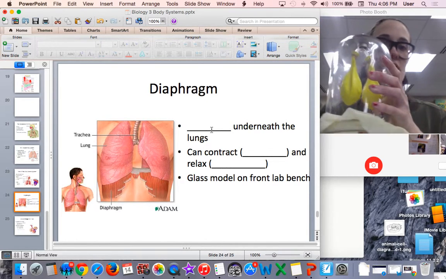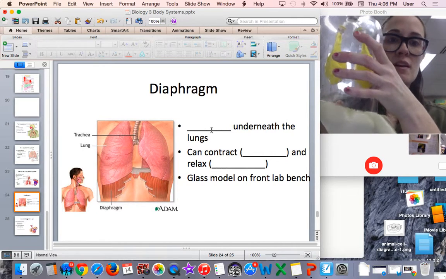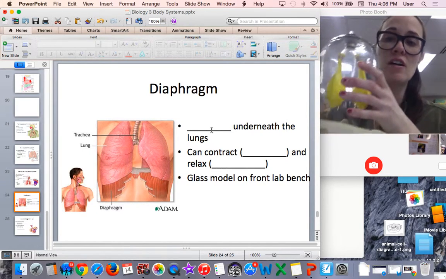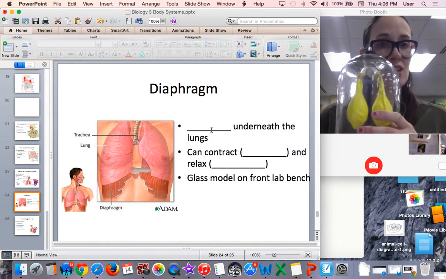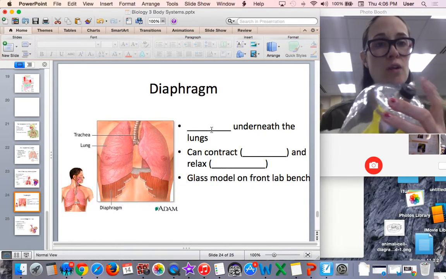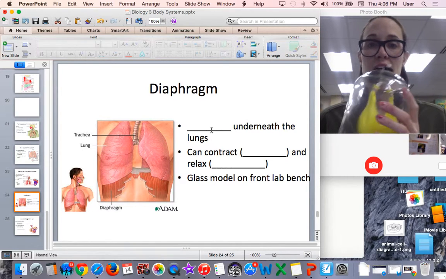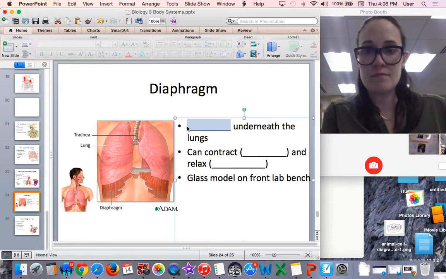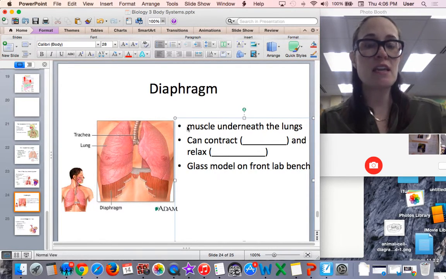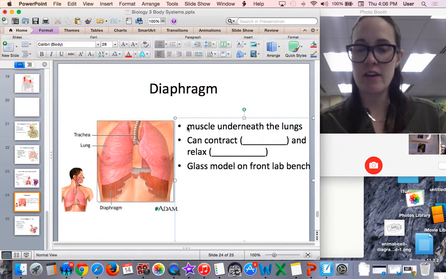is, like, this is my lung model. It's in the front of my room. This stretchy stuff at the bottom of the lung model represents the diaphragm. The lungs are represented by the yellow balloons. There is a small hole up here. This represents your trachea. So the diaphragm is a muscle underneath the lungs.